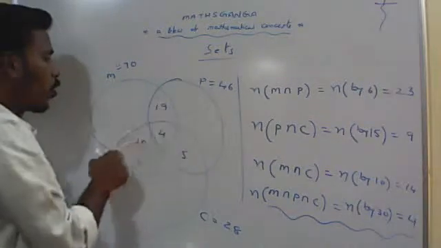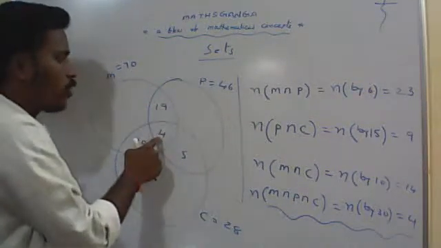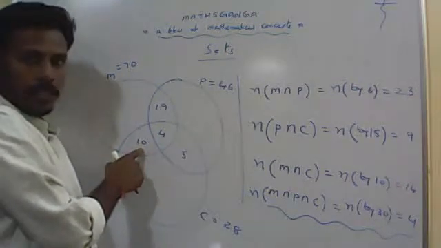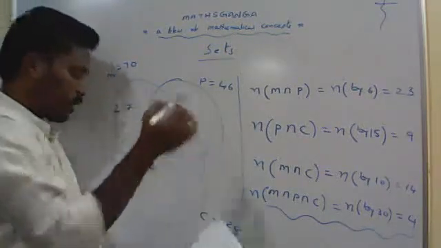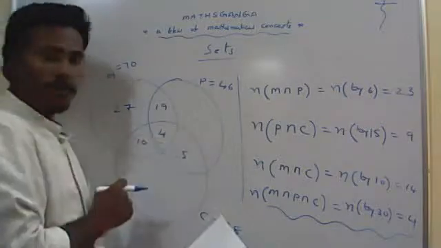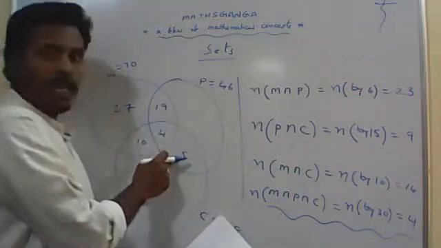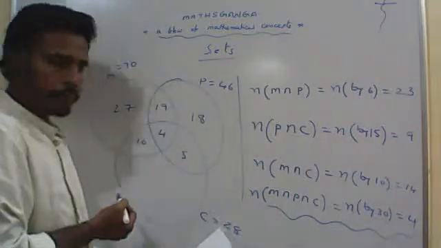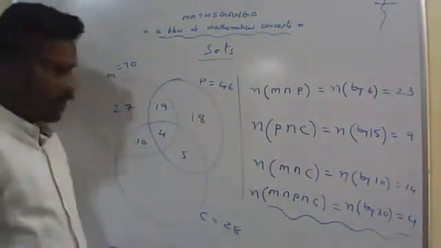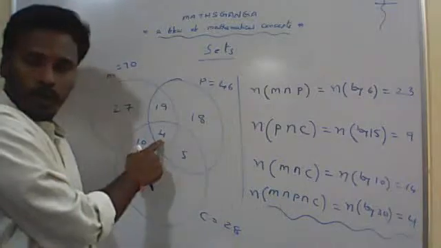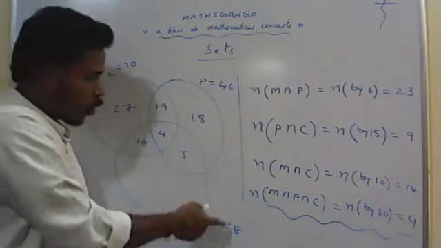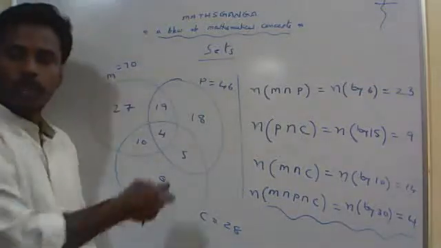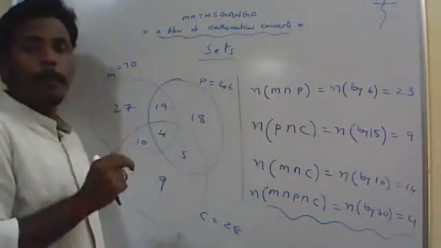Now coming to 70, so count all these things. 19 and 4 is 23, plus 10, 33. 70 minus 33 is nothing but 37. Okay, now coming to here, 23 plus 5 is 28. So I need to write the remaining thing, which is nothing but 18. And here the total value is 46. And 14 plus 5 is 19. 28 minus 19 is nothing but 9. The remaining 9 students are the students who took only chemistry.